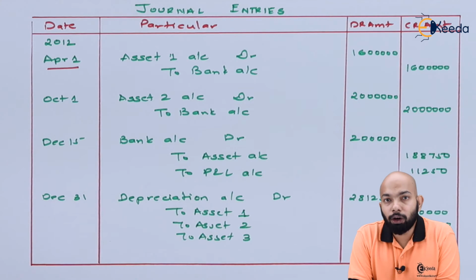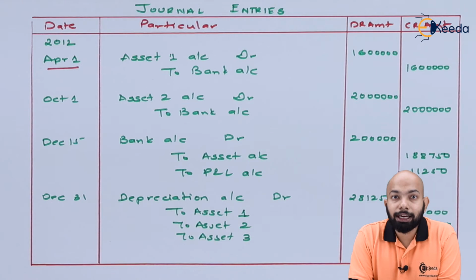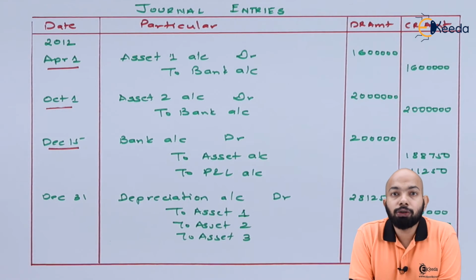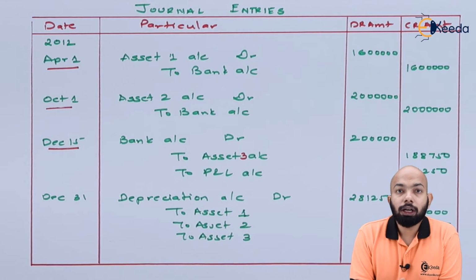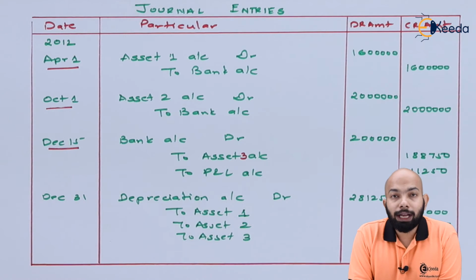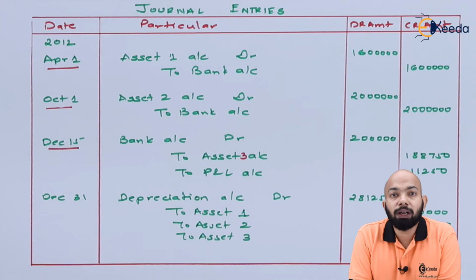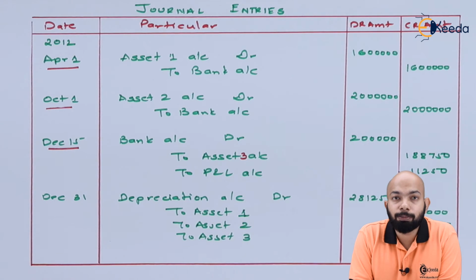That means there has been a sale of asset, hence we have mentioned this kind of entry. Bank account debit to asset account and to profit and loss account. We'll mention there asset 3 so that there will be no confusion. Now bank account has a total of 2 lakh rupees. That means that is the sale price of that asset. To asset account, which refers to the balance of the asset which has been sold out, that is 1,88,750. To profit and loss account, 11,250, whereby we have mentioned there is a profit in this specific transaction.